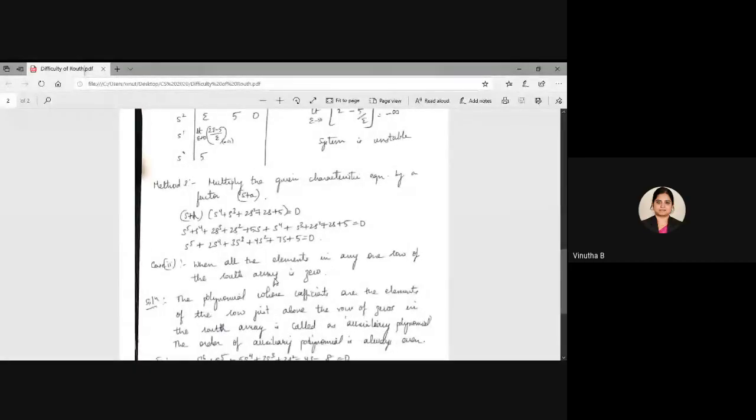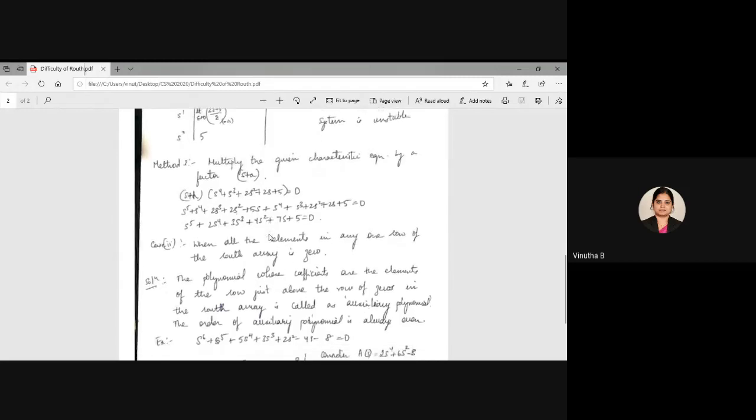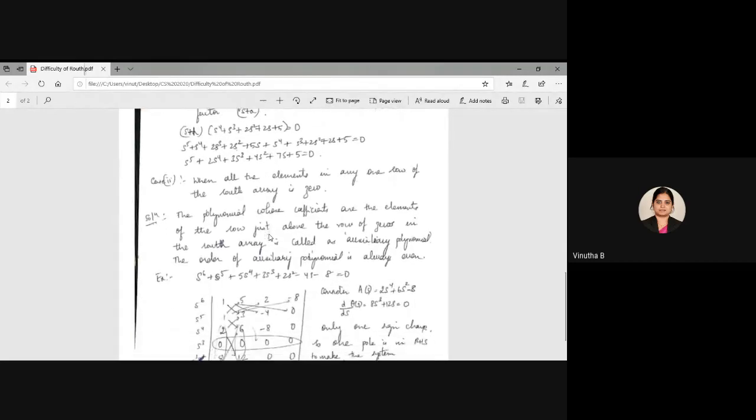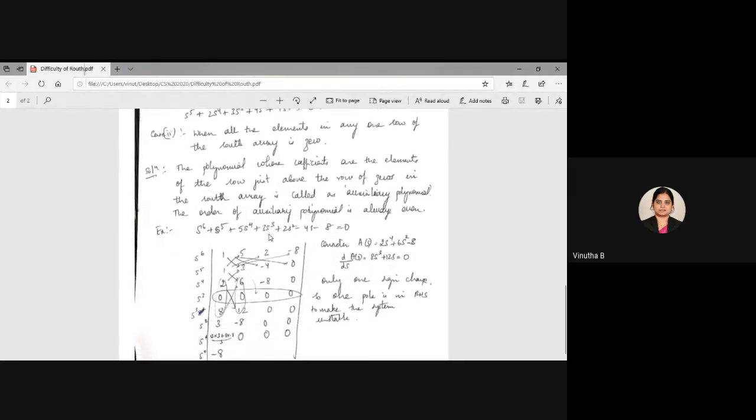So the third method was to multiply the given characteristic equation by s plus a, so s plus 1 and so on, and then get a new characteristic equation, and then again follow the same procedure by writing the Routh array table and finding the solution. So this was one of the difficulties.